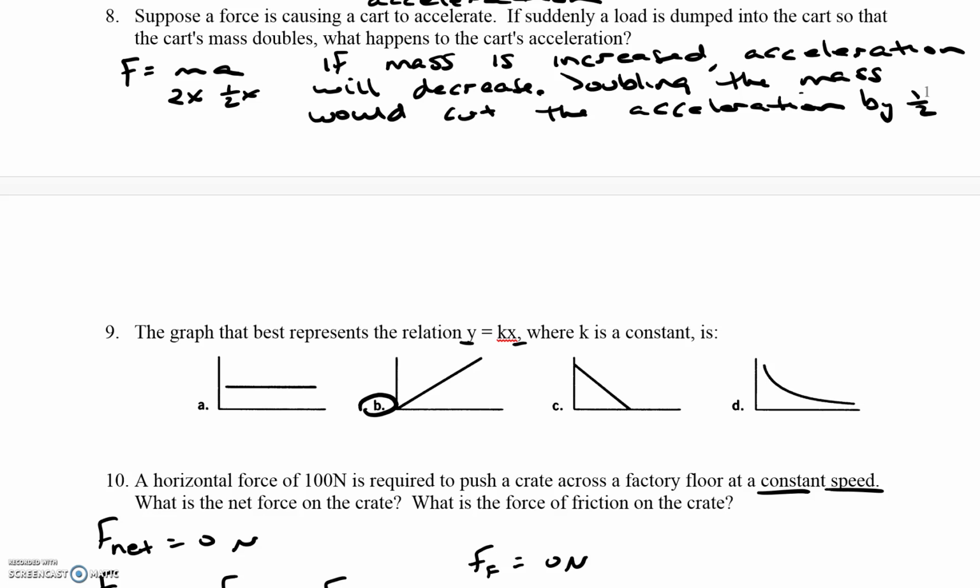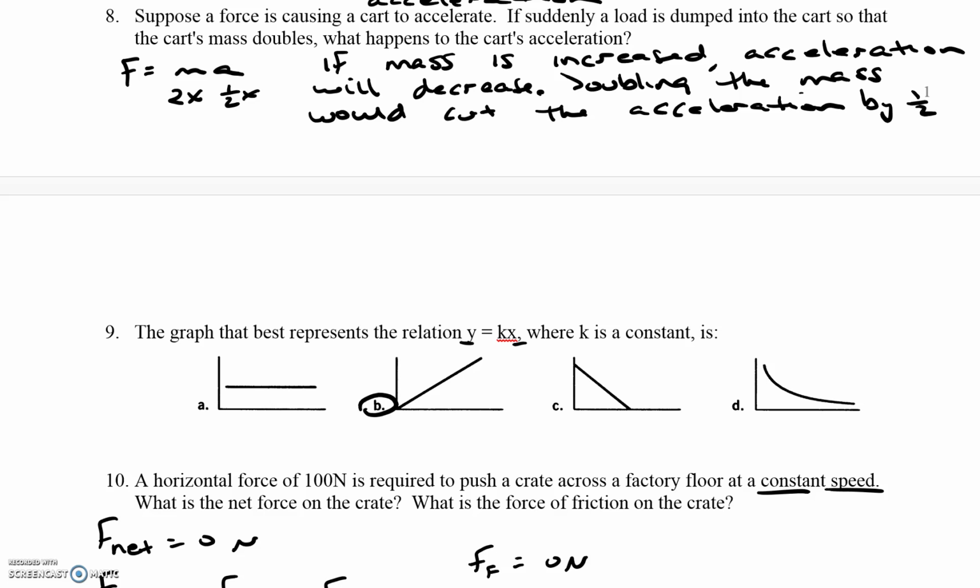Looking at number 8, suppose a force is causing a cart to accelerate. If suddenly a load is dumped into the cart so that the cart's mass doubles, what will happen to the acceleration? Well, this time mass and acceleration are on the same side of the equation. If our force on the left-hand side is held constant, mass and acceleration are inversely related. So if we were to double the mass, we would have to cut the acceleration in half.